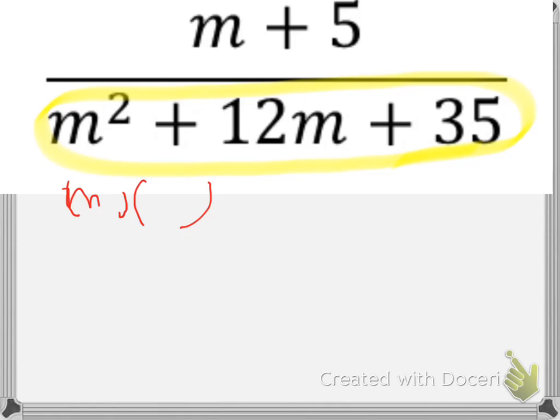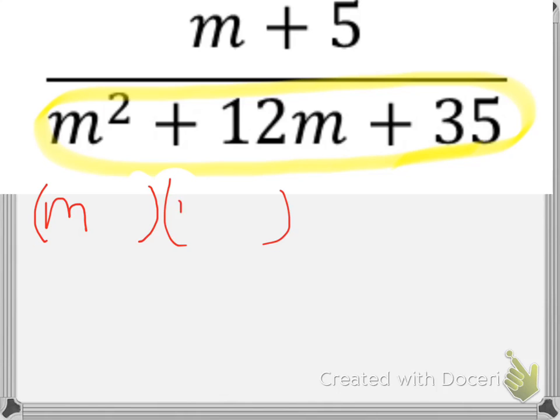And we have an m here, and I'm going to erase that because that's a little messy. Let me start over here. We're going to have an m here, and we're going to have an m here. And now I need to think of factors of 35 that add up to plus 12. Now, the only real choices I have here are 1 and 35, and I have 5 and 7.